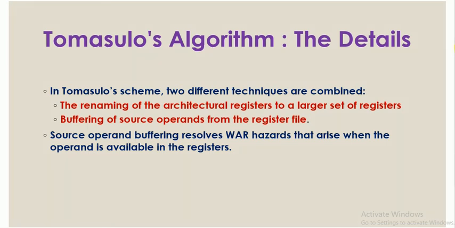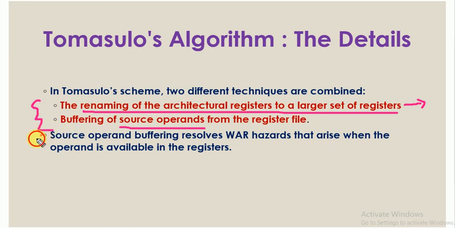Now, in the Tomasulo scheme, there are two techniques that are combined. First is the renaming of the registers to a larger set of registers. This is an additional hardware requirement. We should have more registers present within the system. Also, buffering of source operands from the register file, with the support of reservation stations. So these two techniques are combined together to form the Tomasulo processor approach. The source operand buffering resolves WAR hazards that arise when the operand is available in the register.